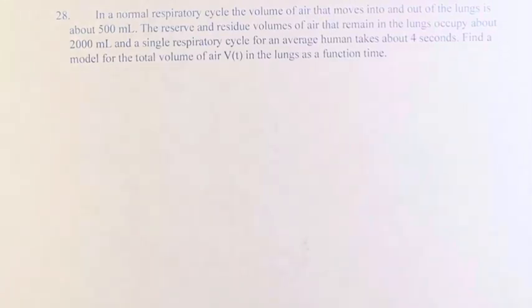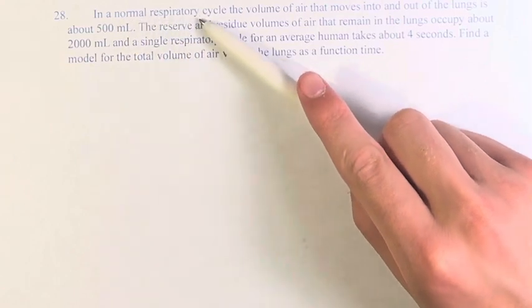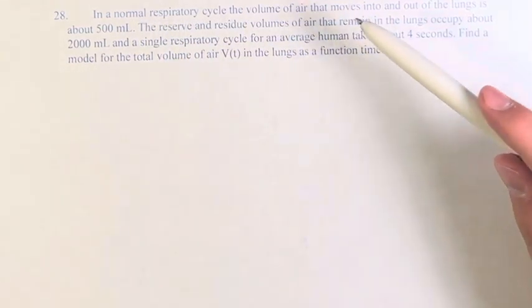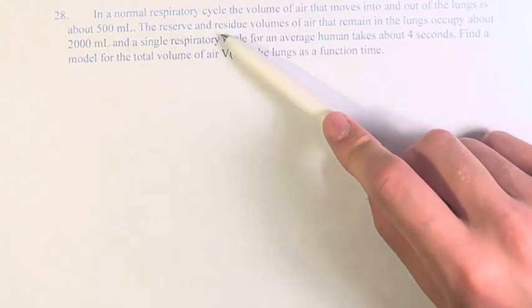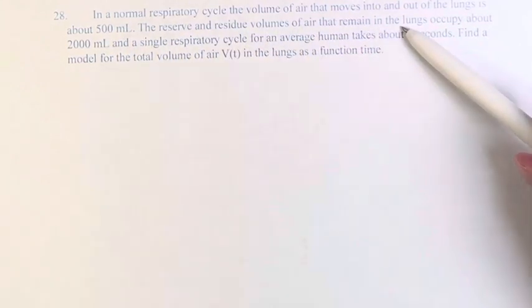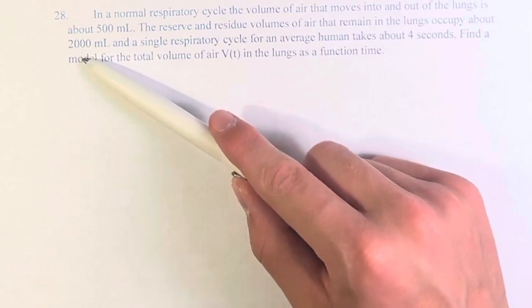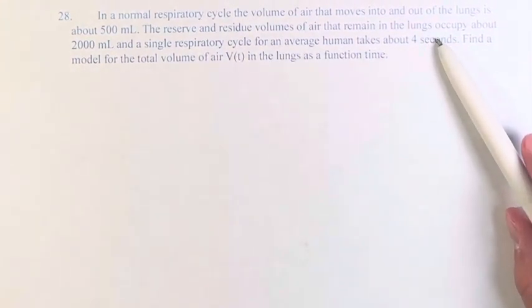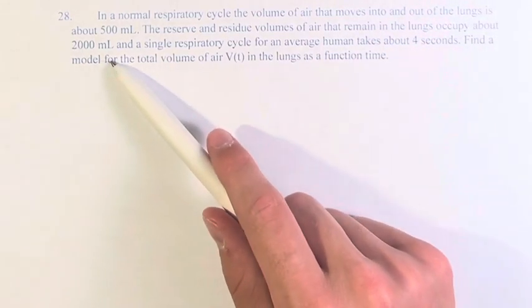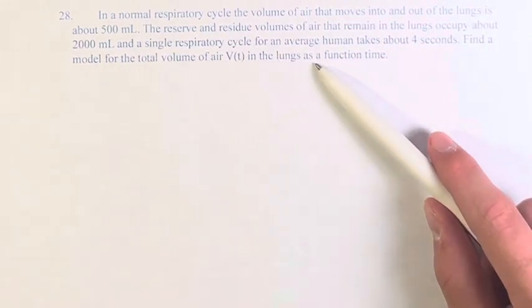In this problem, we're told in a normal respiratory cycle, the volume of air that moves into and out of the lungs is about 500 milliliters. The reserve and residual volumes of air that remain in the lungs occupy about 2,000 milliliters, and a single respiratory cycle for an average human takes about 4 seconds. We're asked to find a model for the total volume of air, V of t, in the lungs as a function of time.